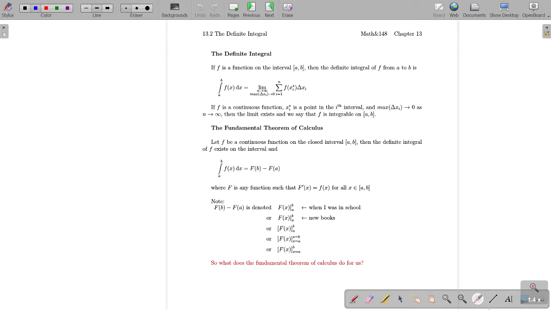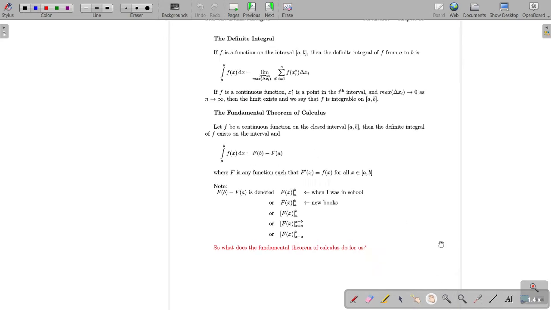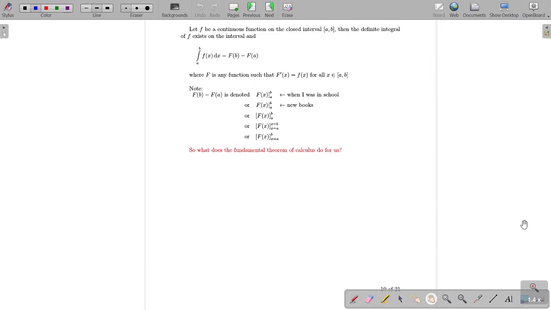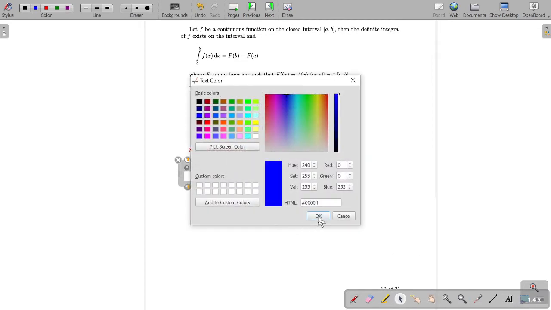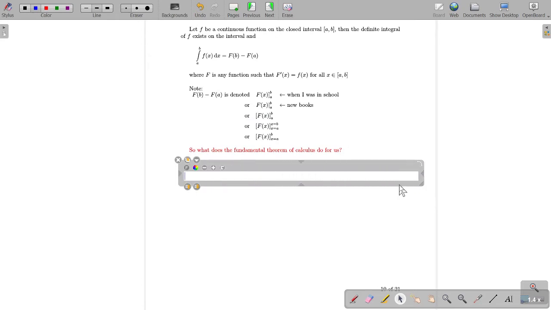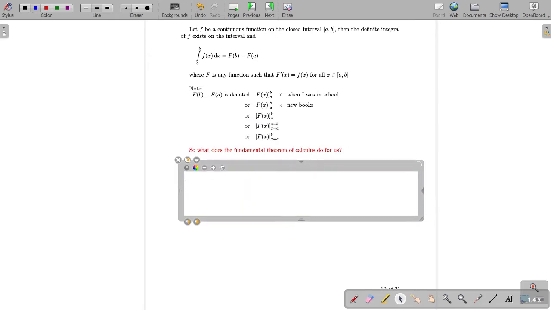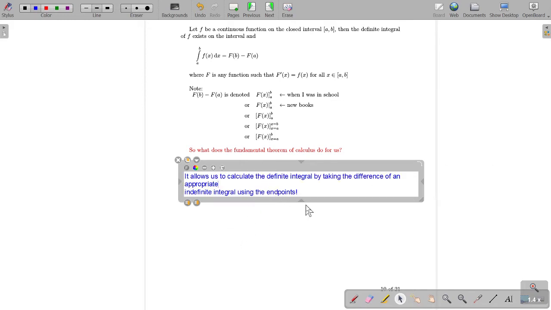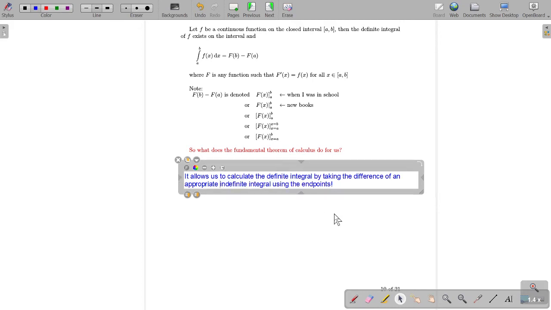So the big question here is, what does the fundamental theorem of calculus do for us? So let's put a box here real quick. Choose blue, make that a little bigger. So while you're thinking about that, it allows us to calculate the definite integral by taking the difference of an appropriate indefinite integral using the endpoints.